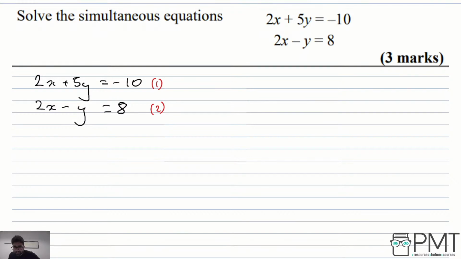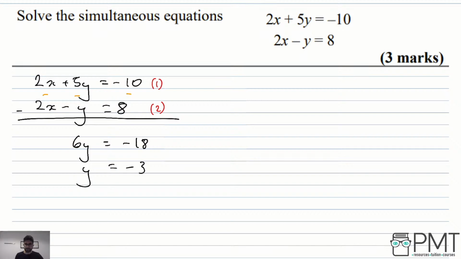Subtract them. Holly saying subtract. Well done. We should subtract them. Natalie, well done. Because the signs are the same, we take them away. So remember this, you do this for each term separately. So that disappears. We have got 5y minus y. So that's going to be a 6y. Minus 10 minus 8 is minus 18. Divide both of them by 6. Y will be minus 3.